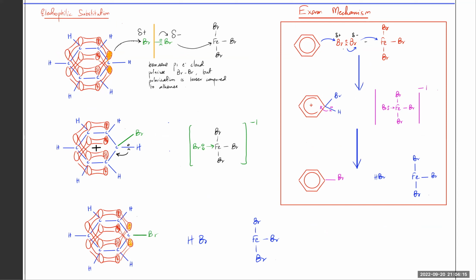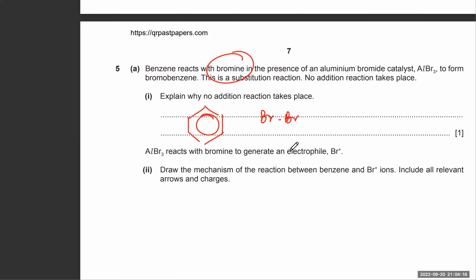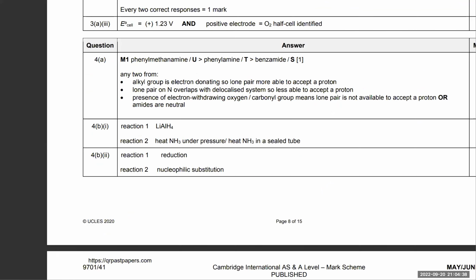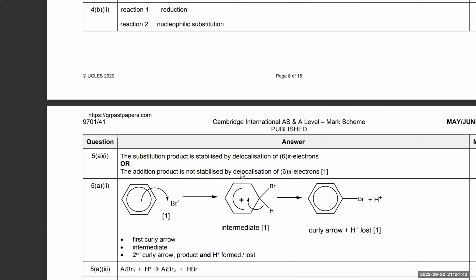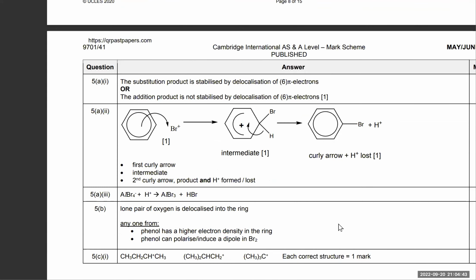So it's just a 1 mark question, and that's what you're going to write over here. Explain why no addition takes place. Tell them that this particular ion is going to become positive, so the intermediate is highly unstable. I'm not really sure how they're describing it in words, the wording that they're using.